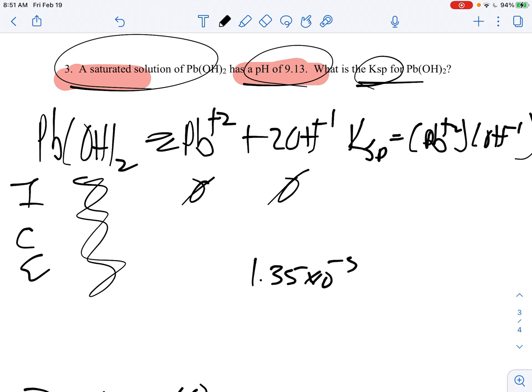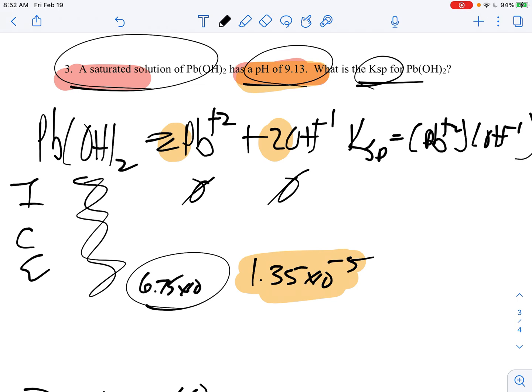1.35 times 10 to the negative fifth. Now I know what you're thinking: but Smith, there's a 2 there. Shouldn't you double it? No, because it's telling me what it is. It's telling me that this is the value because it told me what the pH was. So I'm not going to double that one, but I am going to recognize that there is a 2-to-1 ratio here. So if that is 1.35, then this one here has to be the 1.35 cut in half. So this has to be 6.75 times 10 to the negative sixth because of that 2-to-1 ratio.